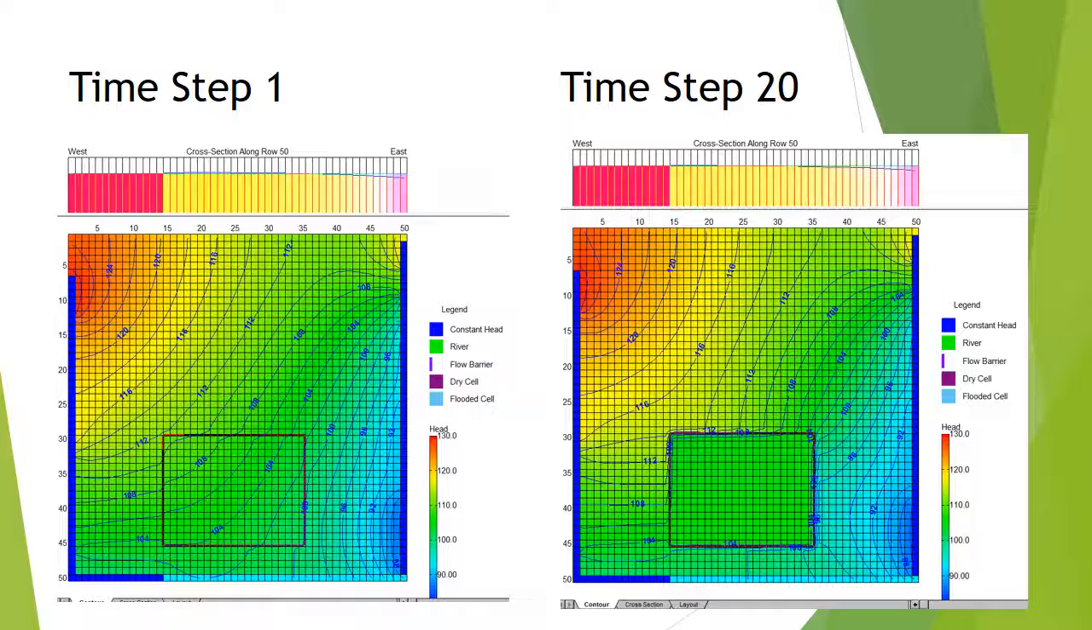As we can see by comparing the initial time step to the final time step, while there is groundwater within the walled area initially, by time step 20, basically all of the groundwater is being diverted away from the landfilled area by the wall.